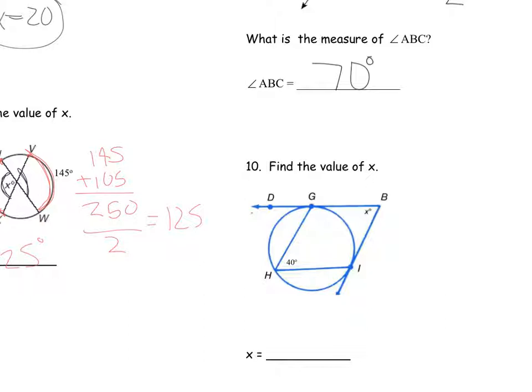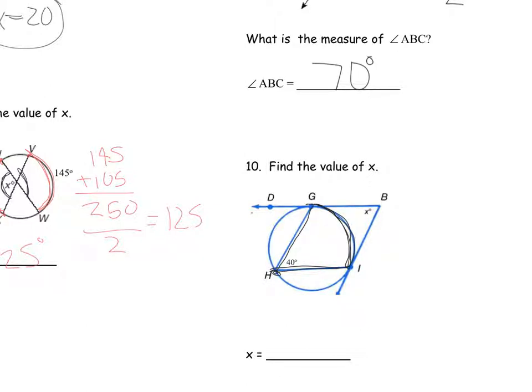Number 10, find the value of x. So, looks kind of strange. Looks like maybe you have a parallelogram or a rhombus here, part of the circle in and out. But let's separate it into two things. GHI is an inscribed angle with H on the circle. Okay, that means from our knowledge that it is half of this arc GI.